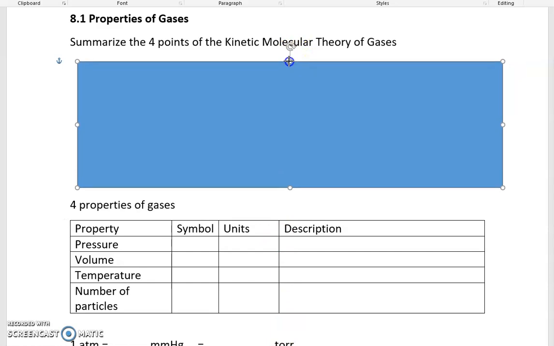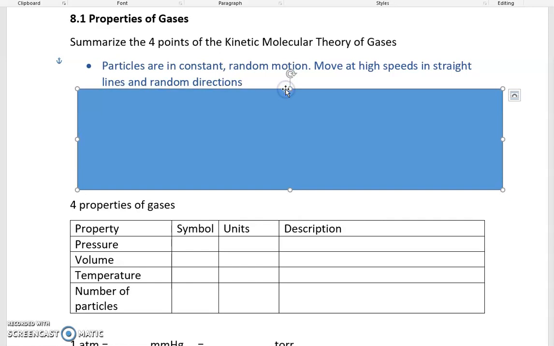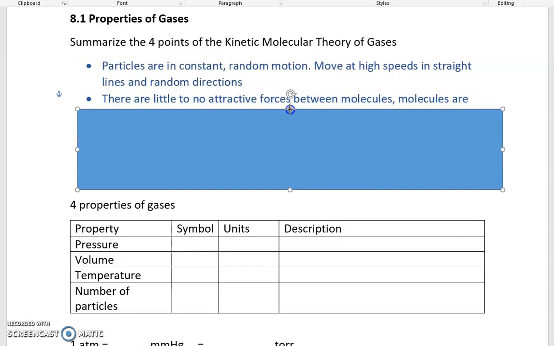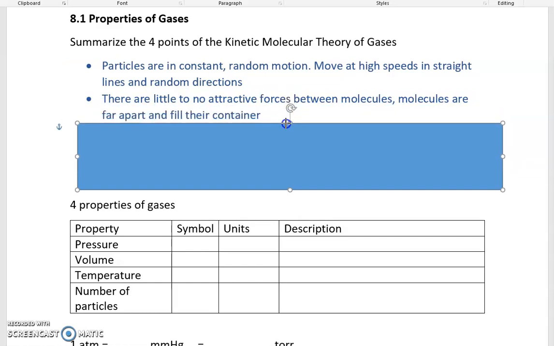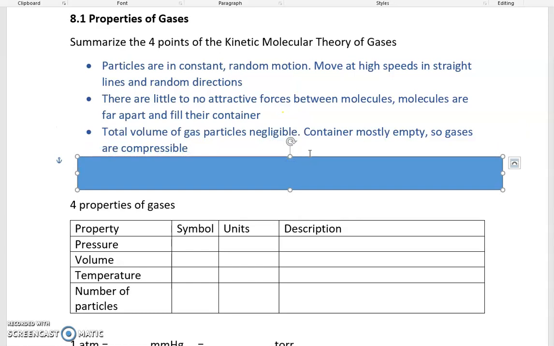We're summarizing the 4 points of the kinetic molecular theory of gases. Particles are in constant random motion. They move at high speeds in straight lines and random directions. There's little or no attractive force between the molecules. The molecules are far apart and they fill the container. The total volume of the gas particles is negligible. Most of the container is empty, so gases are compressible.